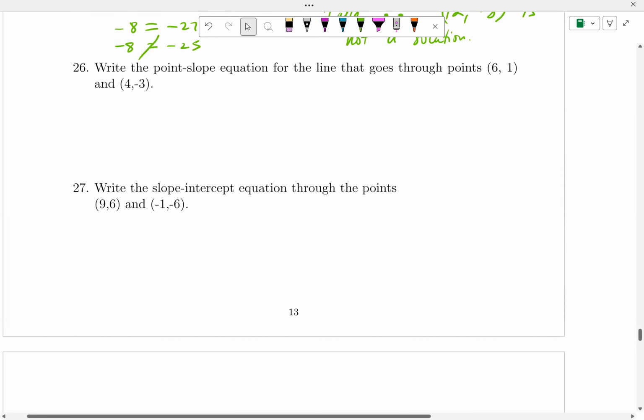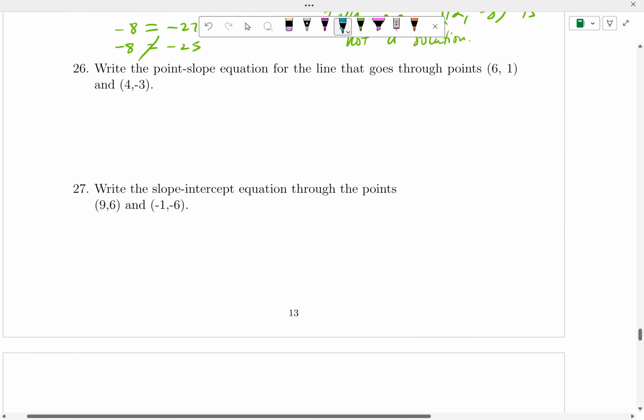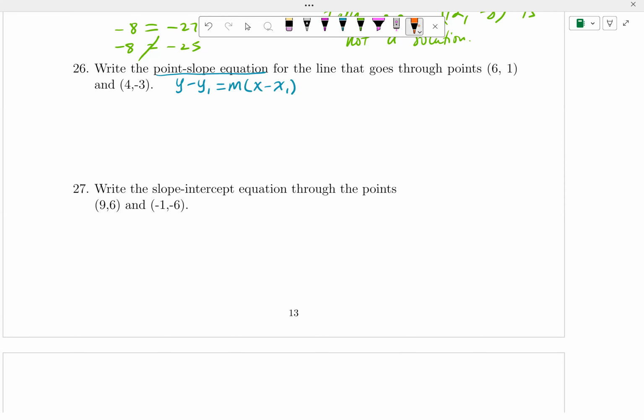Write the point slope equation for the line that goes through these points. Point slope equation, what does that look like? y minus y1 equals m(x minus x1). You have to have a number for y1, for m, and for x1. So let's get to work. You got to find m first.